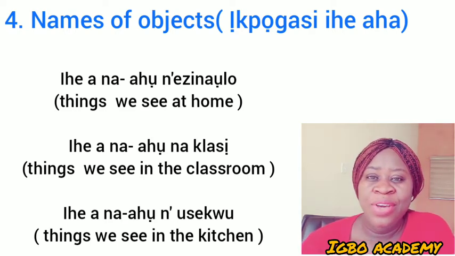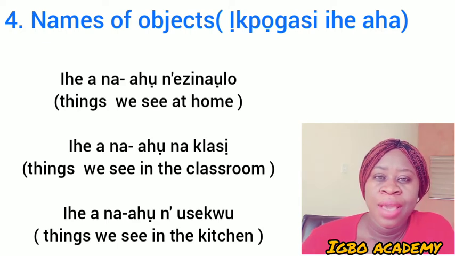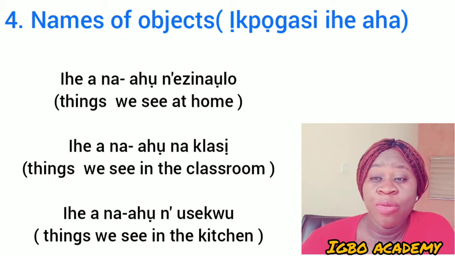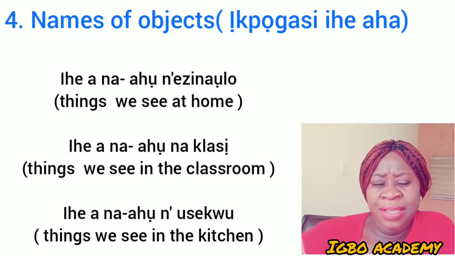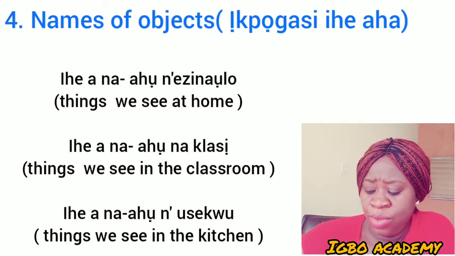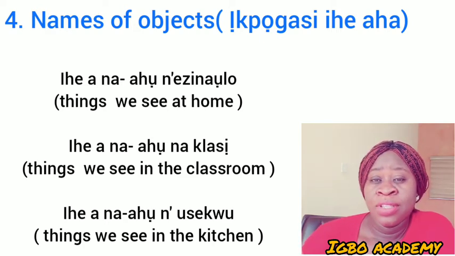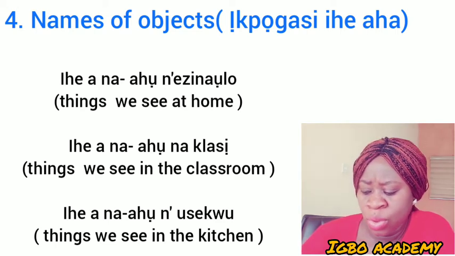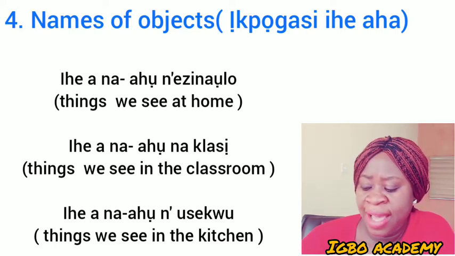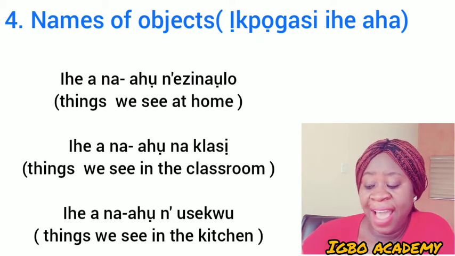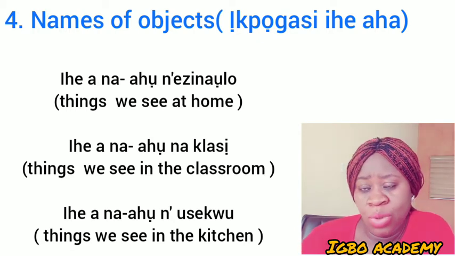Today we are going to talk about ịkpọgasị ha, that's the names of objects that we see around us. We are going to focus on the names of objects in our homes, which is ihe a na-ahụ n'ezinụlọ, things you see at home.